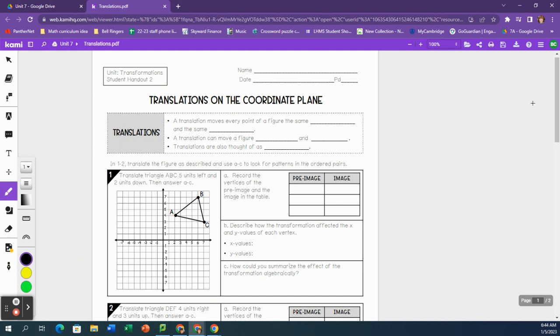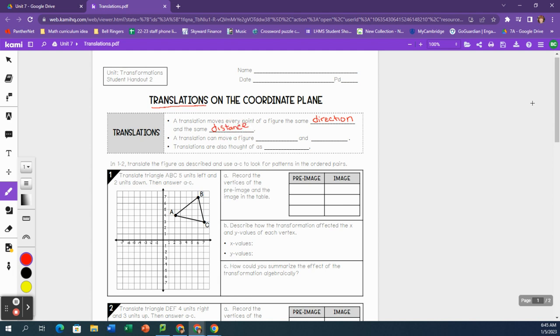So, we talked about the different kinds of transformations. Now we're going to hone in on each one. We're going to start with translations. Let me get a red pencil here. Translations. A translation moves every point of a figure the same direction, the same direction, and the same distance.